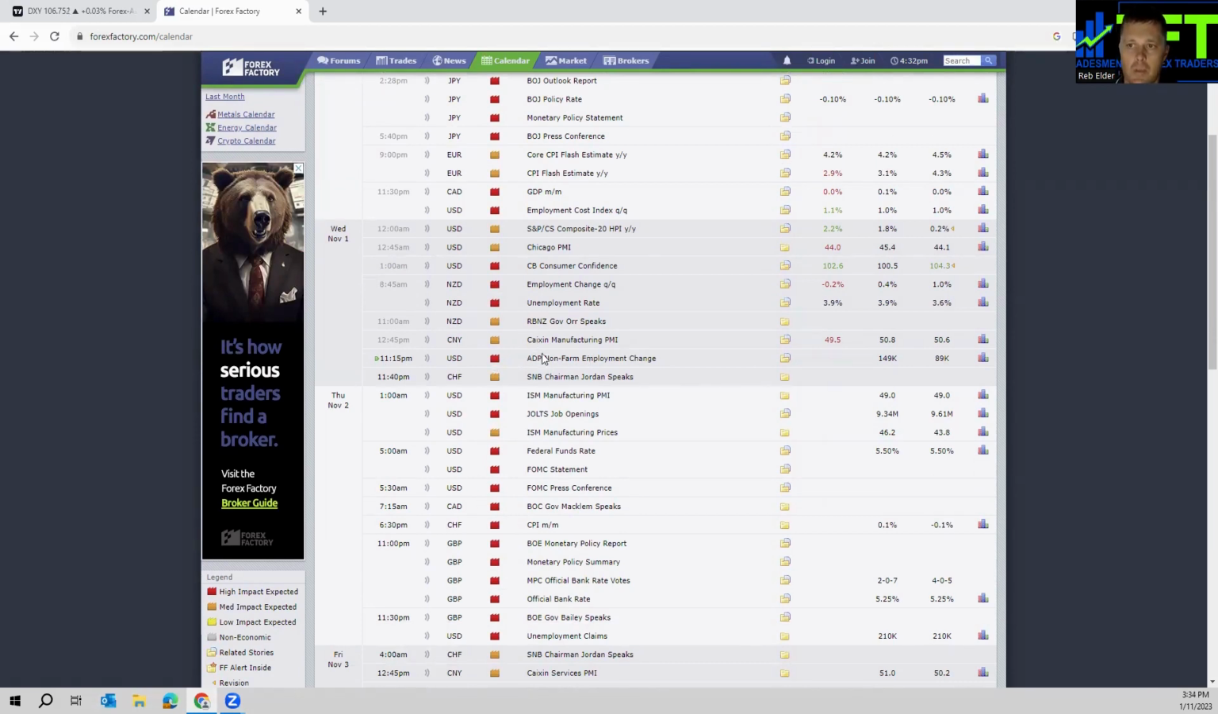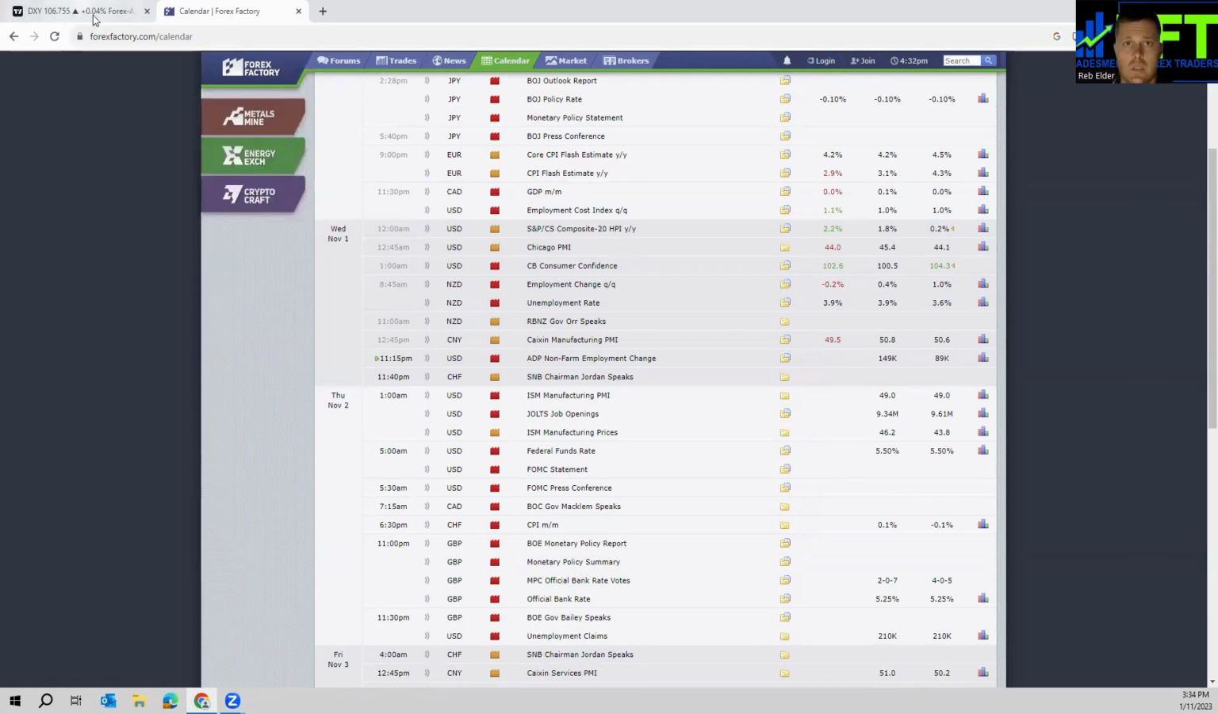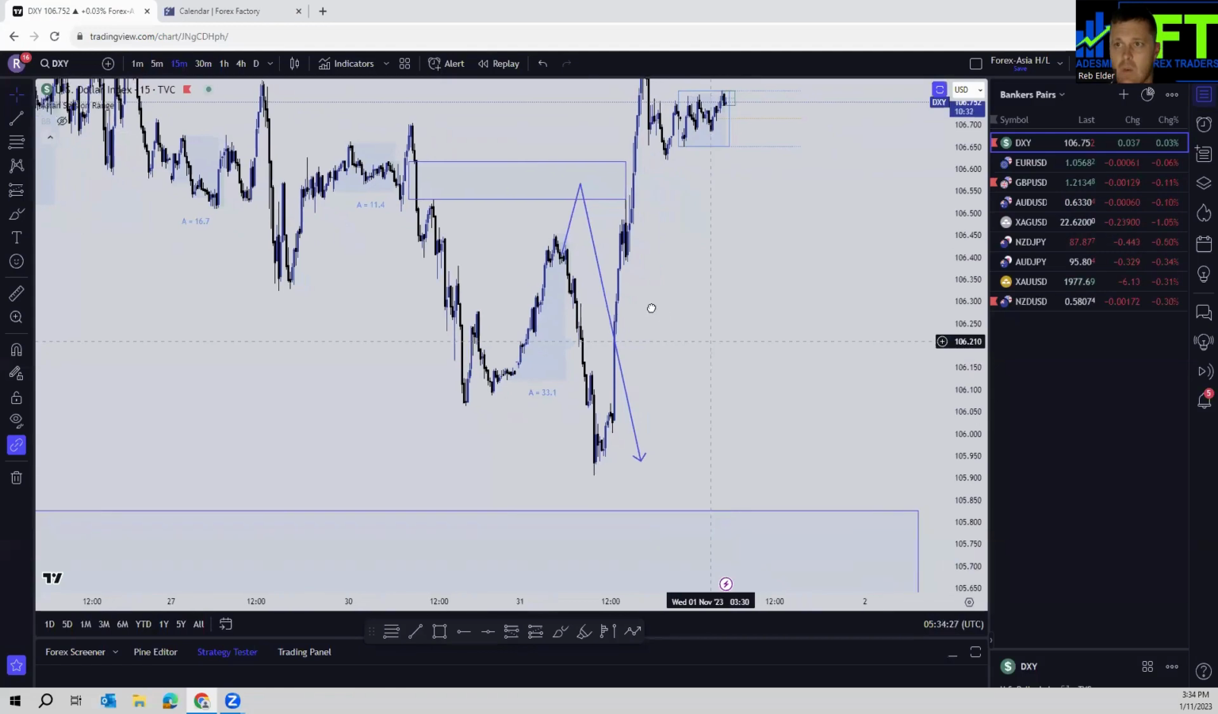We've got non-farm employment change here coming in towards the beginning of the New York session. Around the middle of the New York session as well, we have some more red news there. Fed funds rate, FOMC statements coming out towards the end of the session as well. So overall, we need to be very careful because, as we see from yesterday's price action, we can see what red news does.